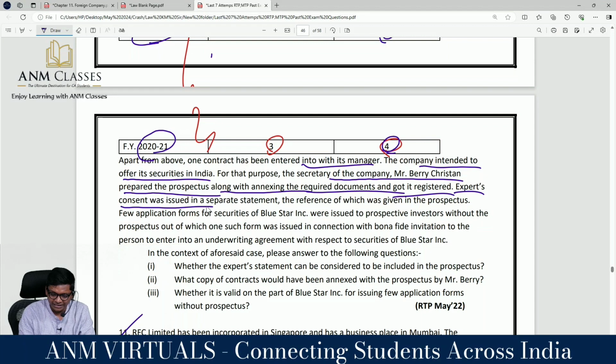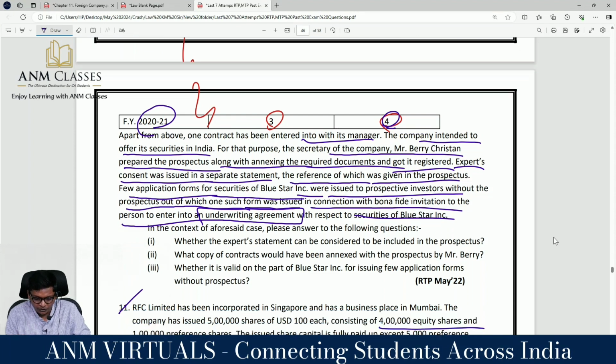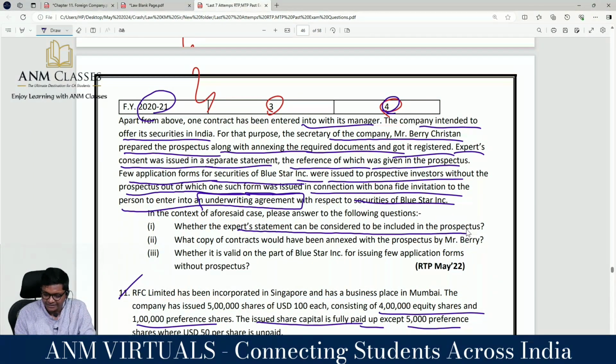Experts' consent was issued in a separate statement, the reference of which was given in the prospectus. Few application forms for securities of Blue Star were issued to prospective investors without the prospectus, out of which one form was issued in connection with a bona fide invitation to a person to enter into an underwriting agreement. Underwriting means all these are not needed. With respect to securities, answer the following questions. Whether expert statement can be considered to be included in the prospectus? Answer, guys. Yes. What copy of contracts would have been annexed with the prospectus by Mr. Berry?